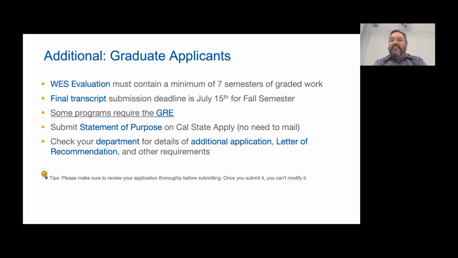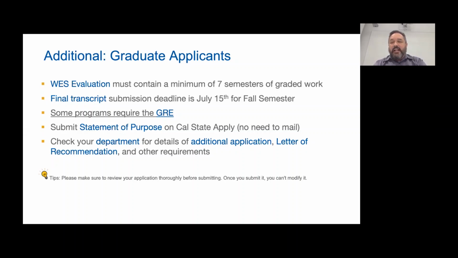You will only need to get the document-by-document WES. But we do not require the course-by-course WES. But it must have 7 semesters of graded work. We will not accept it if it's only 6 semesters of graded work. Final transcripts for undergraduate students is due on July 15th. So during the summer, you've graduated, your high school then needs to send us your final transcripts, and we verify that you have graduated.